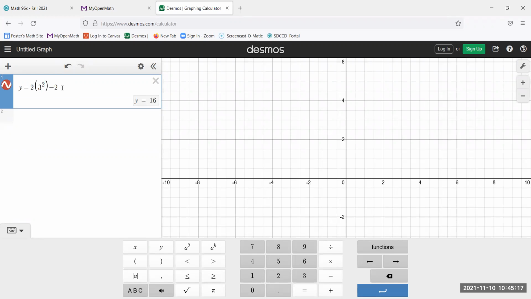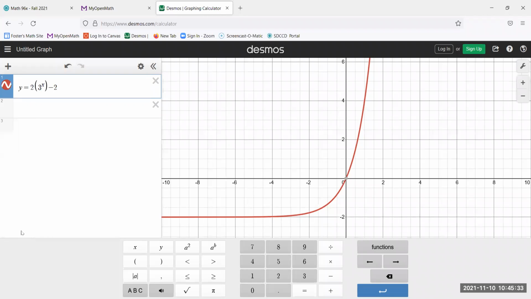-2. Enter. Oh, that's because it's 2 to the x. Okay, there we go. Okay. So let me close my keyboard here.